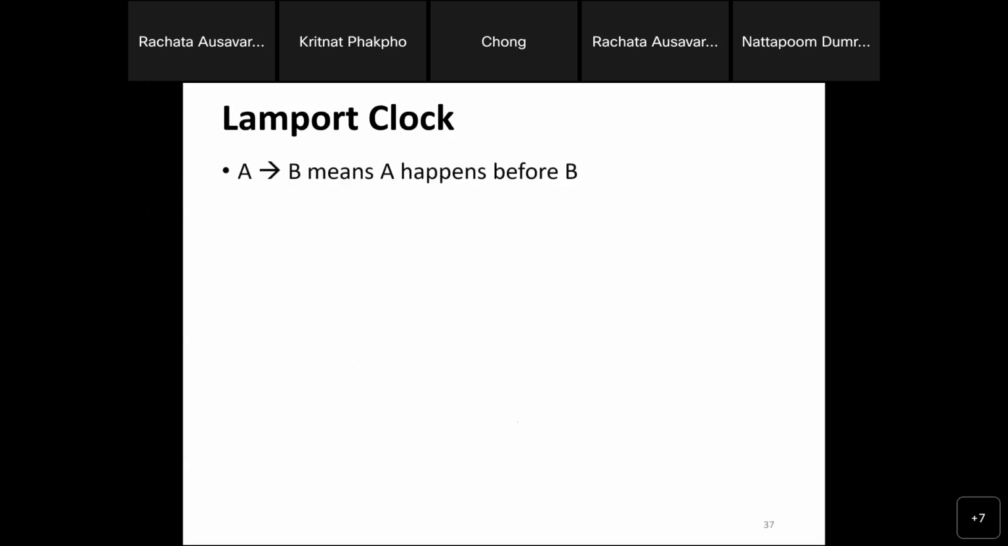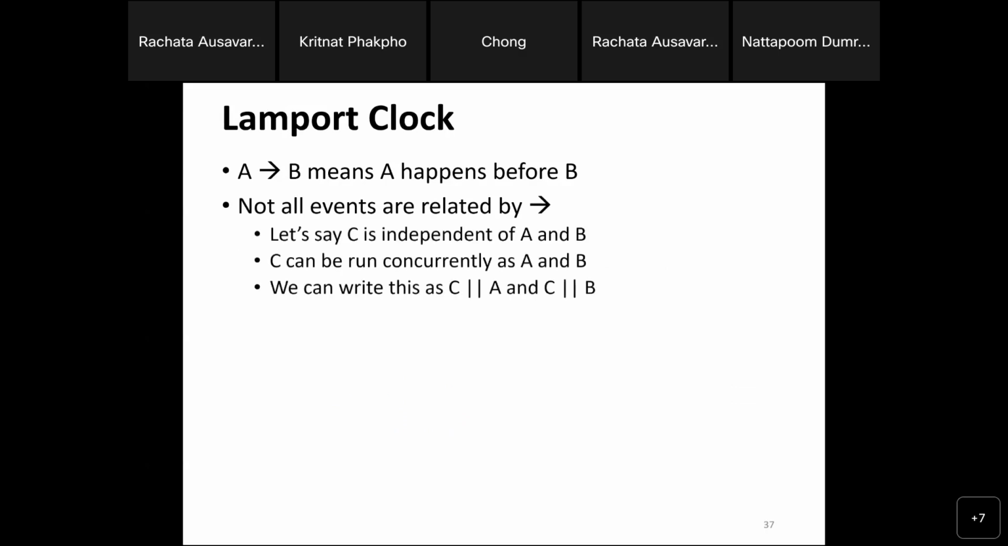So here's a Lamport clock. A arrow B means A is going to happen before B. Not all events are related by this happen-before. I can have independent events that have no relationship, right? Let's say C is independent of A and B. C can be run concurrently, in this case C || A and C || B.